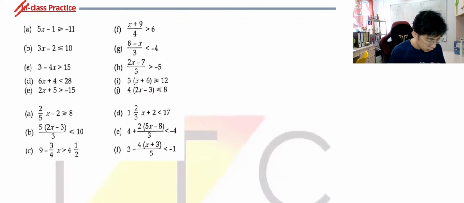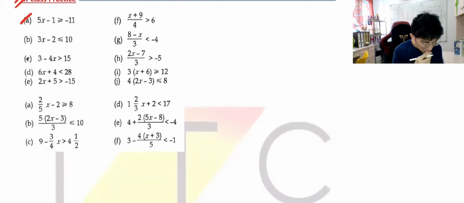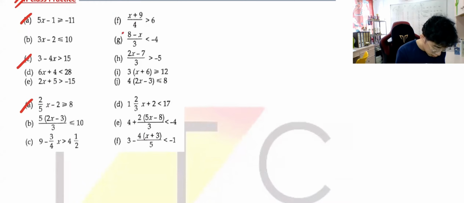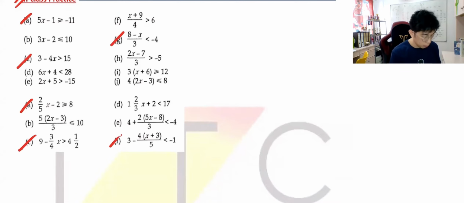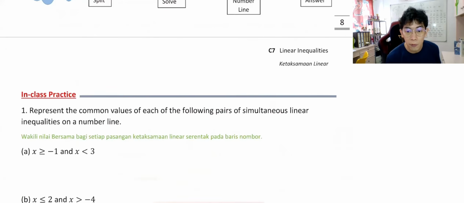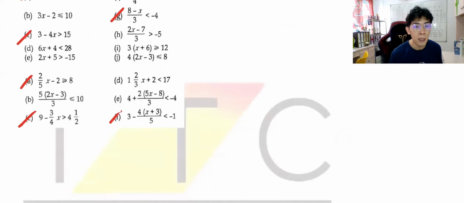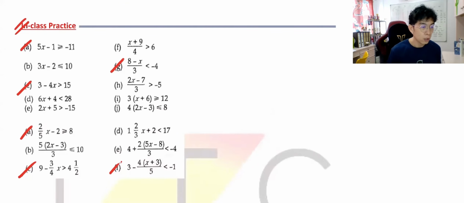Now, I will select a few. I'll select this one with fractions. Okay, I will tick. I will select another simple one. I will select this one, and this one. Okay, I select 1, 2, 3, 4, 6 questions. Now let me check. After six questions, what else do we have?